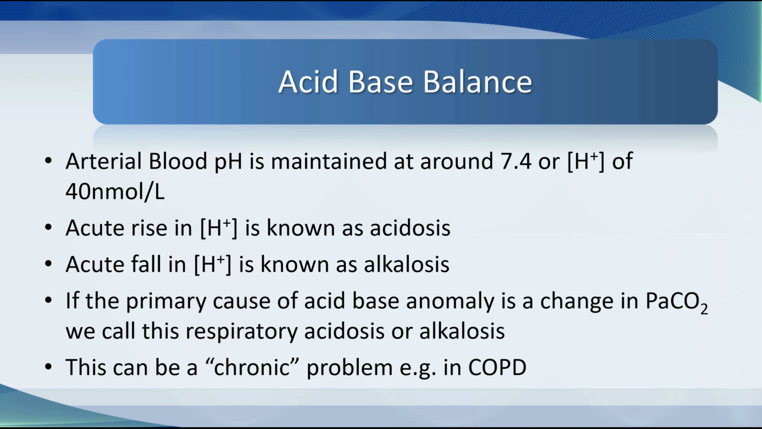If the primary cause of an acid-base abnormality is a change in the PaCO2, we call this respiratory acidosis or alkalosis. It can be acute respiratory acidosis, or acute respiratory alkalosis. But you can have chronic respiratory acidosis in, for example, COPD. You can also see chronic respiratory alkalosis in, for example, cirrhosis.